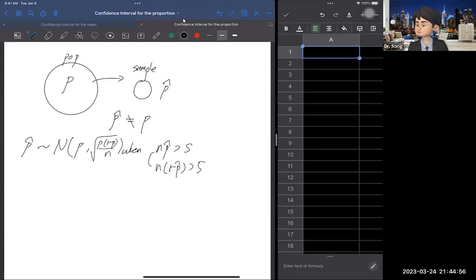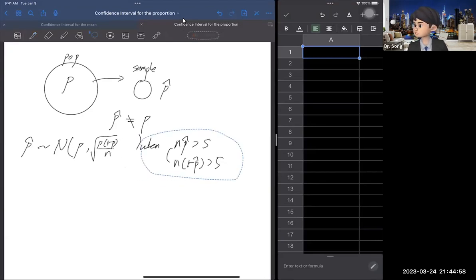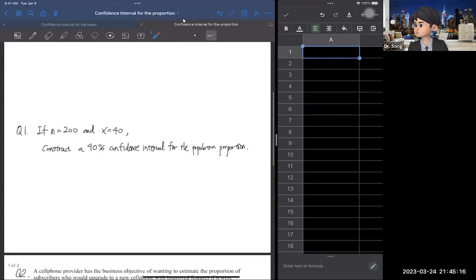So that being said, based on the sampling distribution, we can construct the confidence interval, because this single specific value is not enough to infer the population parameter, this proportion. That's why we want to have the interval estimation. So let's solve the question. The first question is the following.